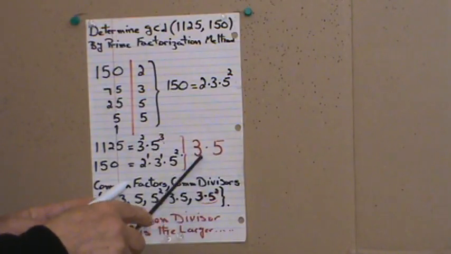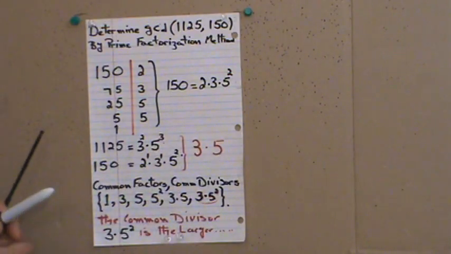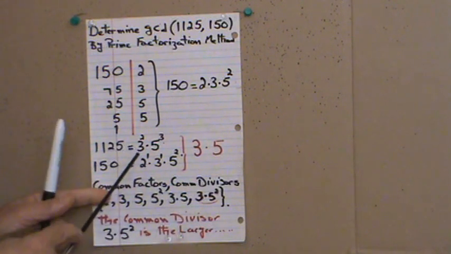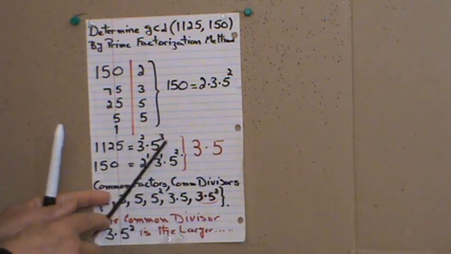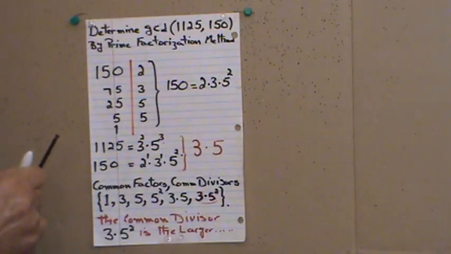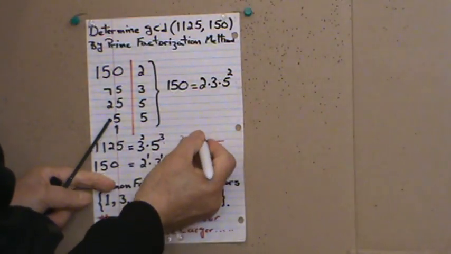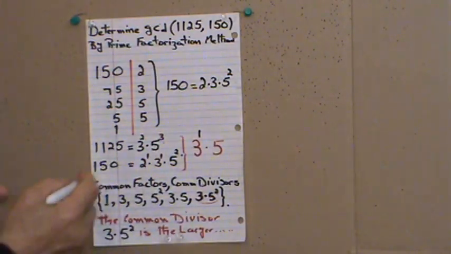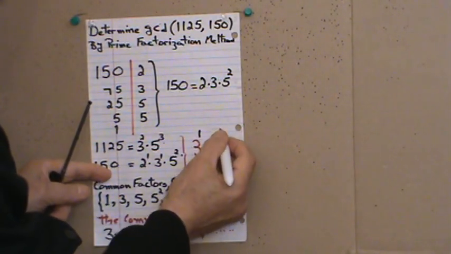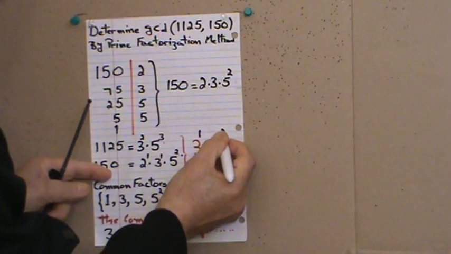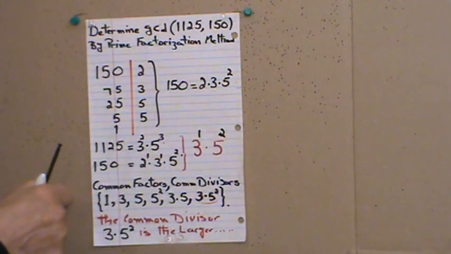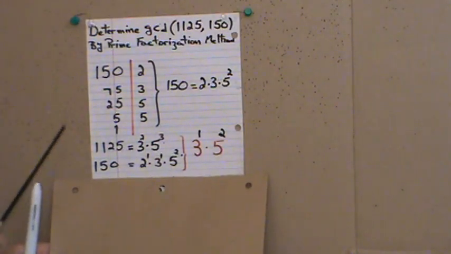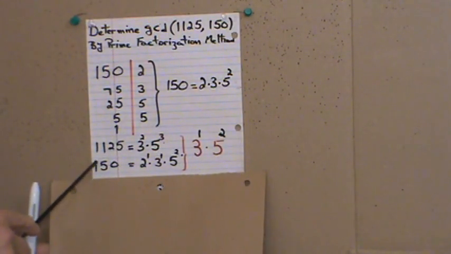We write that one. After you wrote them without the power, then you look for the smaller power, as we mentioned previously. 3 to the 2 and 3 to the 1 is 3 to the 1. Is that right? And then 5 to the 2 and 5 to the 3 will be 5 to the 2. Do you follow me? So that will be the greatest common divisor of these two numbers, 1125 and 150.